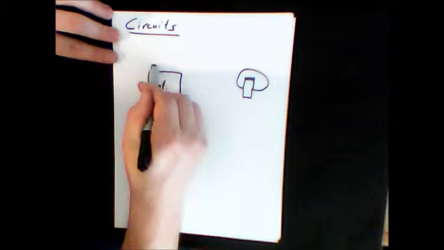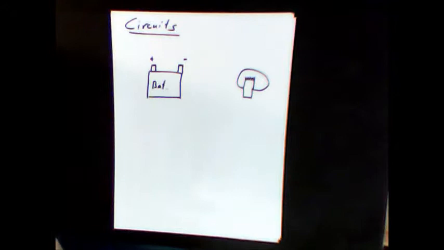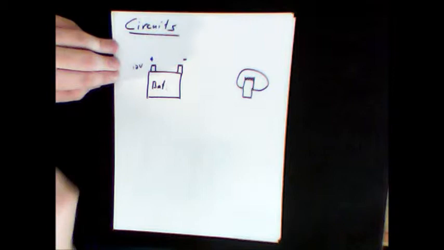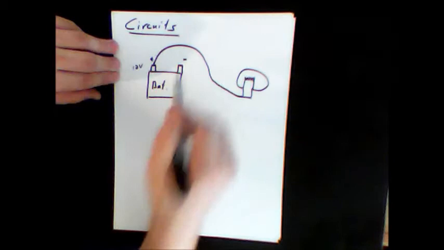A battery has two components: a plus side and a minus side. The plus and the minus are relative to each other. So if I say that this is a 12-volt battery, for instance, that means that this side is 12 volts higher than that side. A volt is an amount of energy per unit charge. Usually we hook one side of the battery up to one side of the light bulb, and the other side of the battery up to the other side of the light bulb.